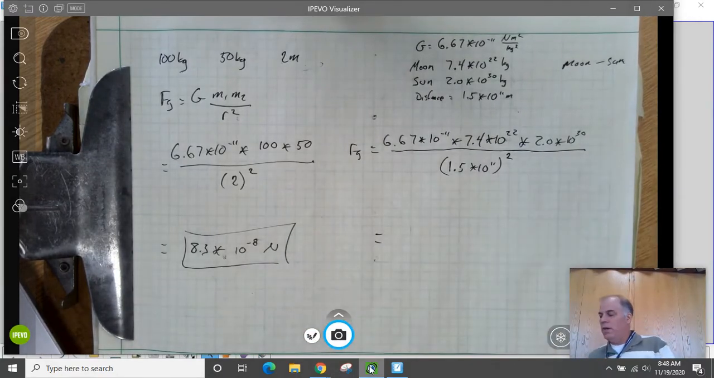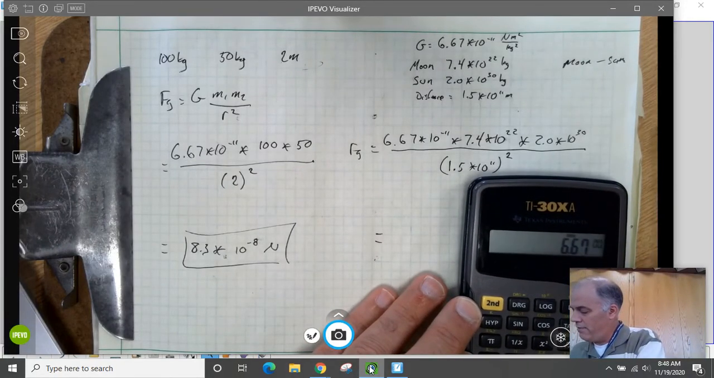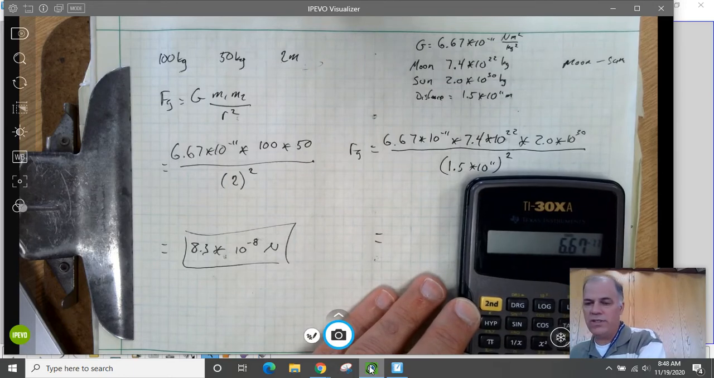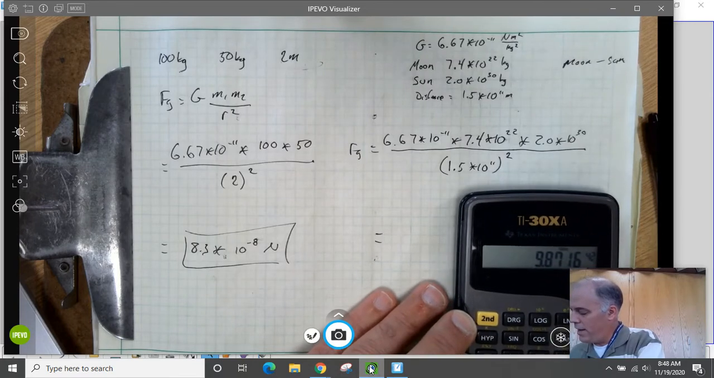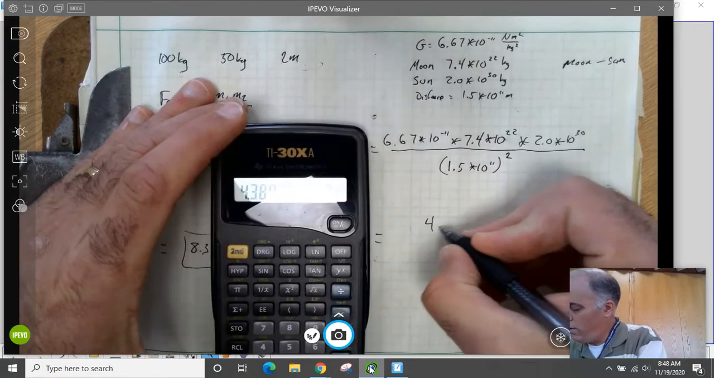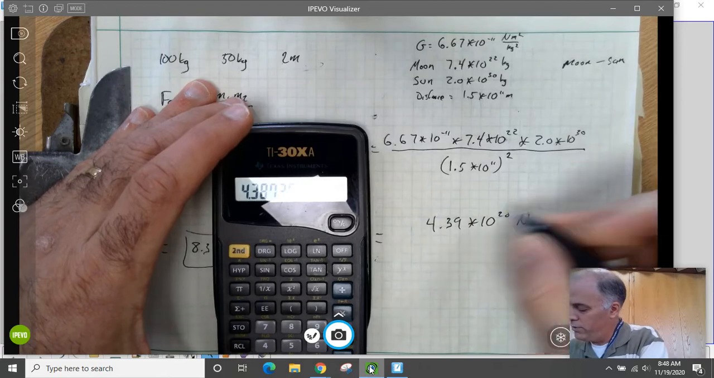Okay? So here's how we run it. We do 6.67 exponent 11 change sign, 6.67 times 10 to the minus 11th, times 7.4 exponent 22, times 2 exponent 30 equals, and we're going to divide all that by 1.5 times 10 to the 11th quantity squared equals, and we get 4.39 times 10 to the 20th newtons.